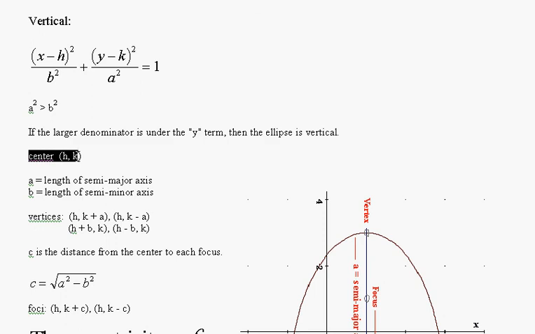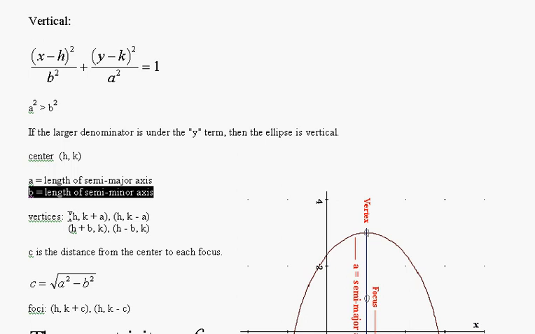The center is still HK. A is still the length of the semi-major axis. And that's still the square root of the large denominator. It's just where you find the large denominator that's different. B is still the length of the semi-minor axis. That's the square root of the smaller denominator.